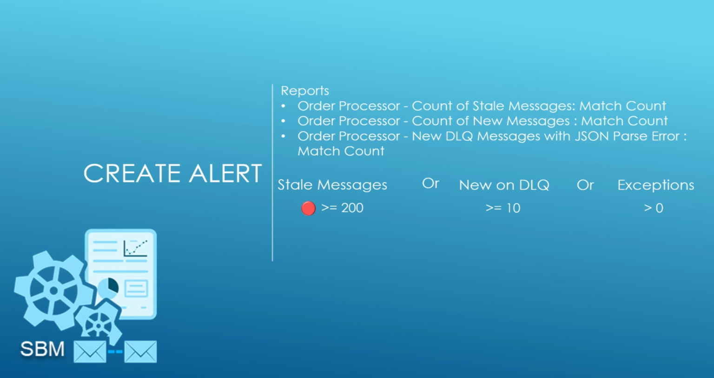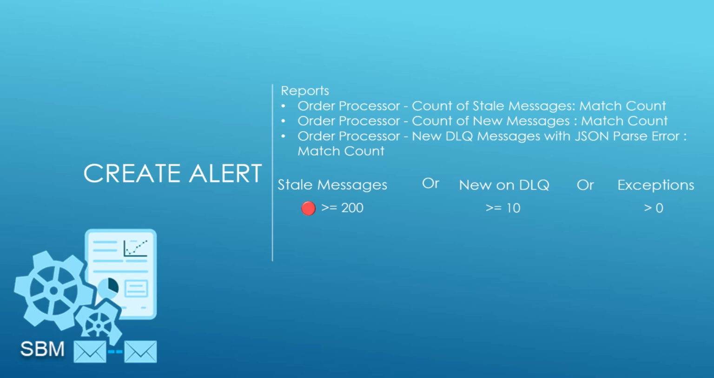We will implement the same red alert logic we created in the third video in this reporting series about consumers. This rule will be considered to be met if the count of stale messages on the main queue is 200 or more, or we have 10 or more messages present on the dead letter queue, or we have at least one message on the dead letter queue which met our exception report.